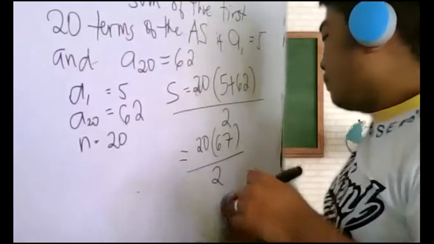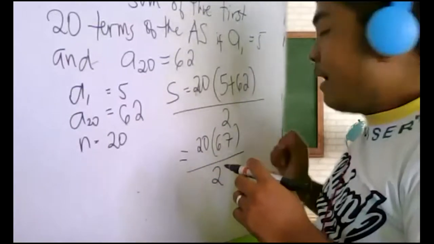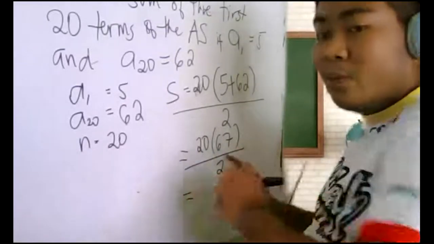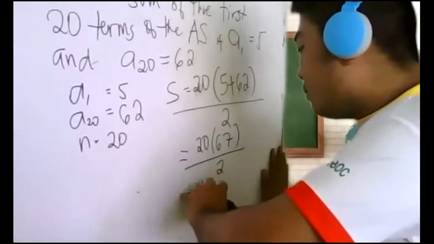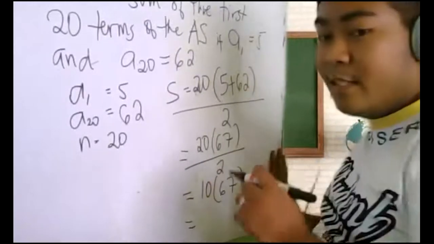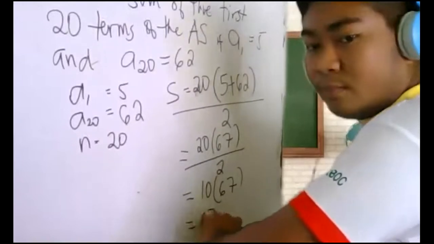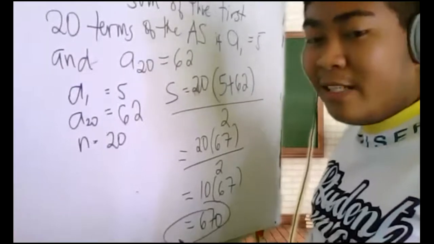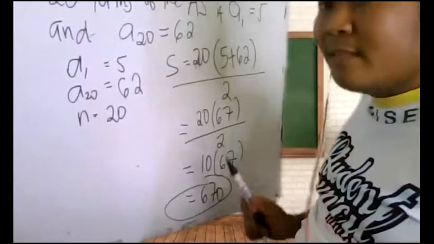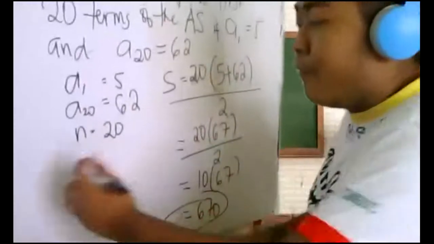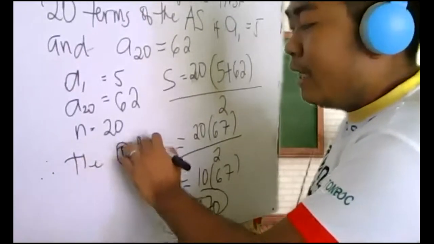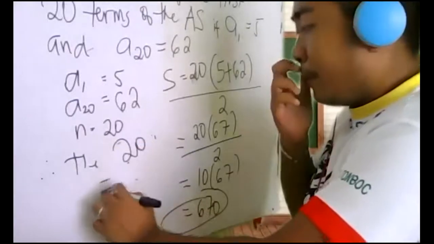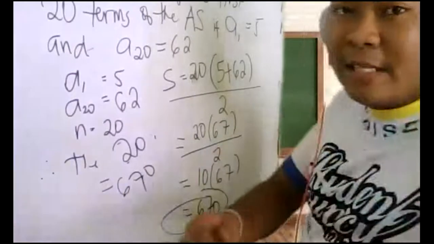Ayan, divided by 2. So, para hindi ka mahirapan, ang gagawin muna natin is to divide muna. Divided by 2. 20 divided by 2 becomes 10. 10 times 67. That would give us the answer, 670. So ang hinahanap natin or the sum, we therefore conclude that the sum of the first 20 terms is 670.